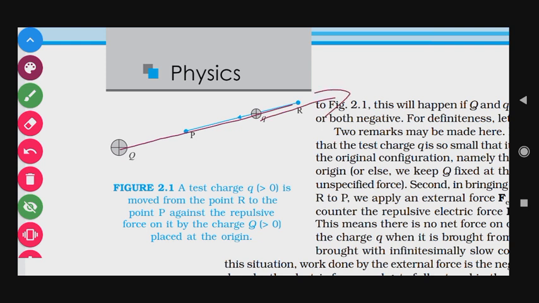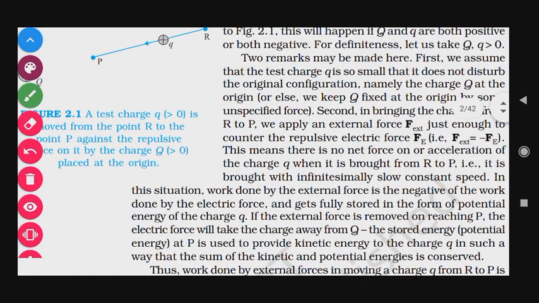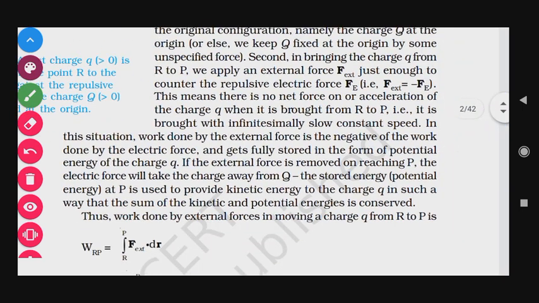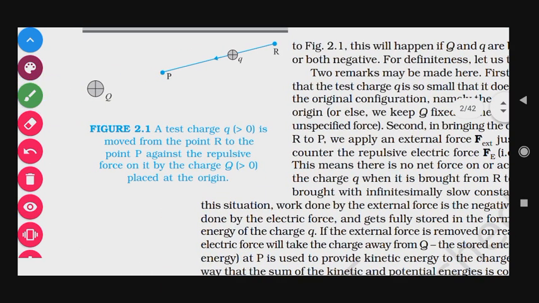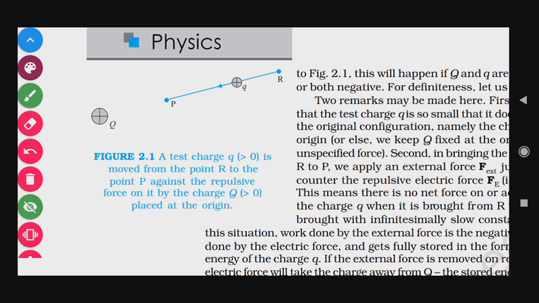This plus q charge is applying a repulsive force, and in order to move this charge, we apply an external force that is equal and opposite to this force. Opposite we understand, we have to move against this, but why equal? So that there is no net force or acceleration on charge q when it is brought from r to p. It is brought with infinitesimally slow constant speed, so what we don't want is for it to be accelerated.